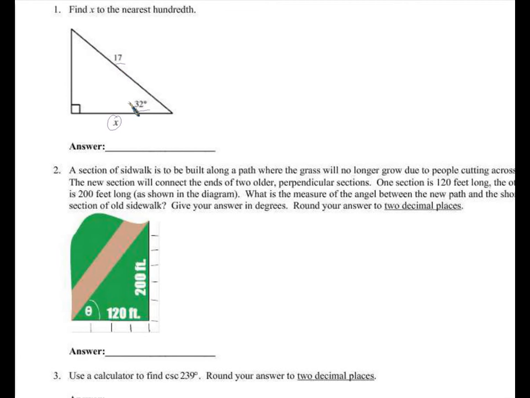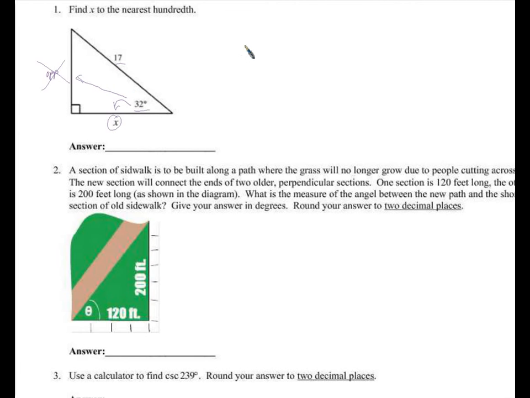Because this side is next to or adjacent to the 32 degree angle, we call it the adjacent side. And because this side is across from it, or opposite, this is the opposite side. We don't care about the opposite side though, because it's given us nothing. We just want to know what is the measure of this side right here. So what do we know about this angle, this side, and this side?